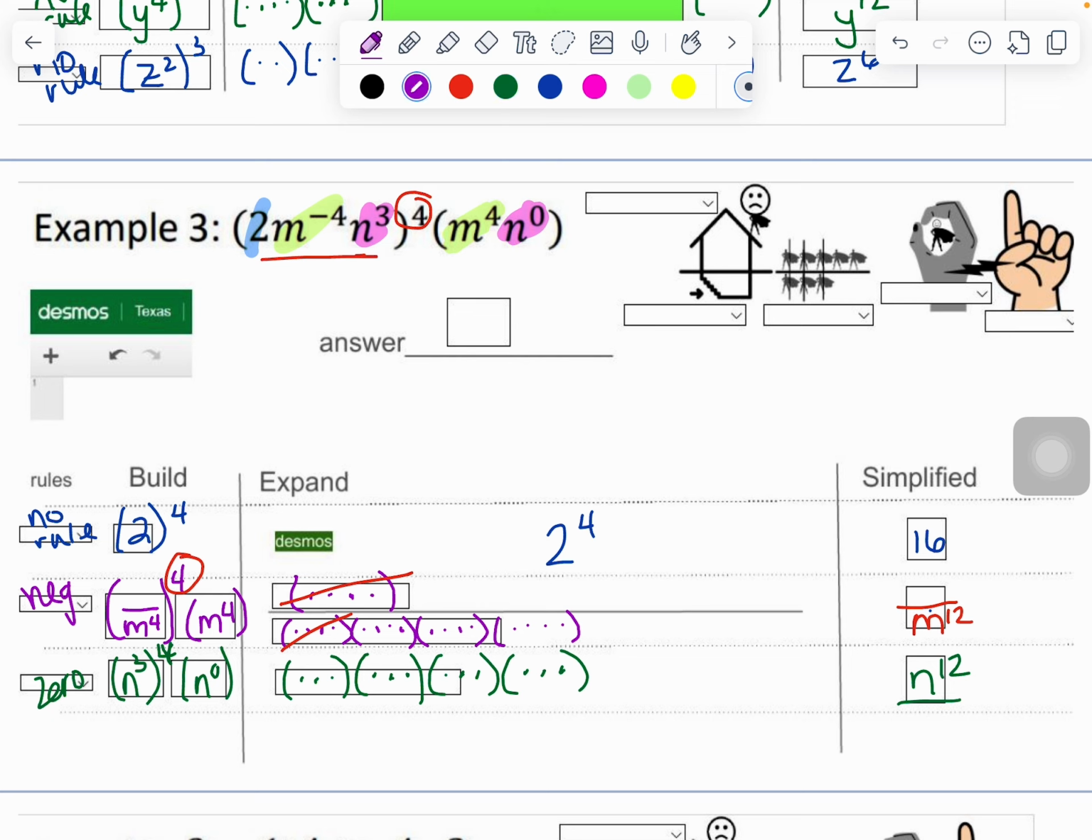So our final answer, because we have some on top and bottom, we're going to write a fraction line. The 16 is on top. The n's are on top. But the m's are on the bottom. And so this would be your final answer here.